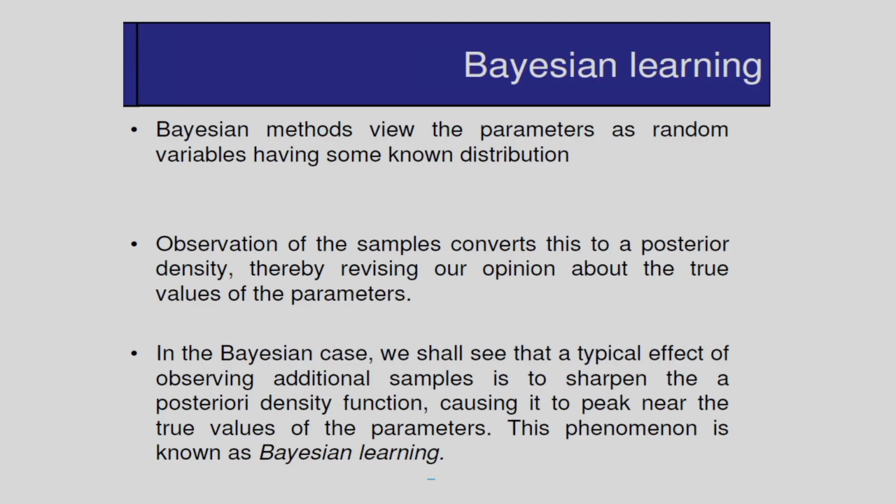The next one is the Bayesian estimation. In case of the Bayesian estimation, we consider the parameters as random variables having some known distribution. In Bayesian learning, the parameters are random variables with some known a priori distribution that is available. The training samples allow the conversion of the prior information into a posterior density.